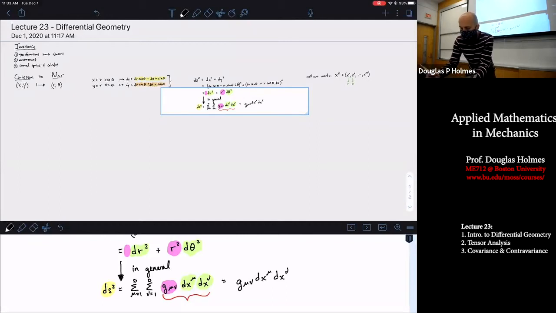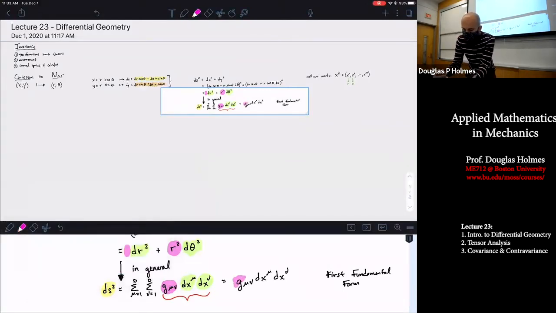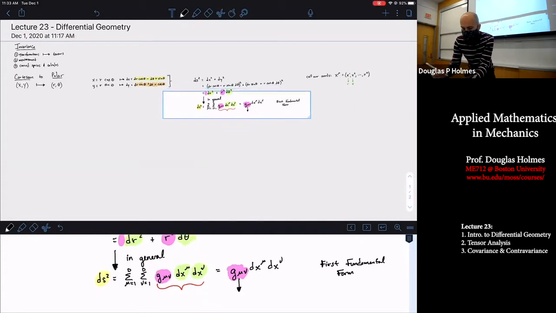This is what is known as the first fundamental form. And this quantity here has a really, really, really important role in physics and mechanics. It is the metric tensor.